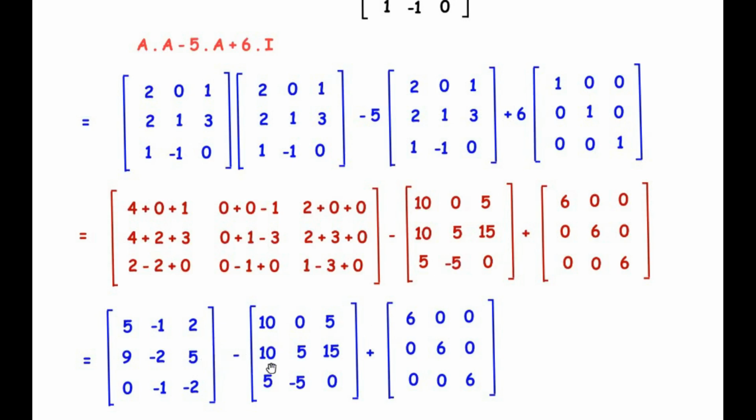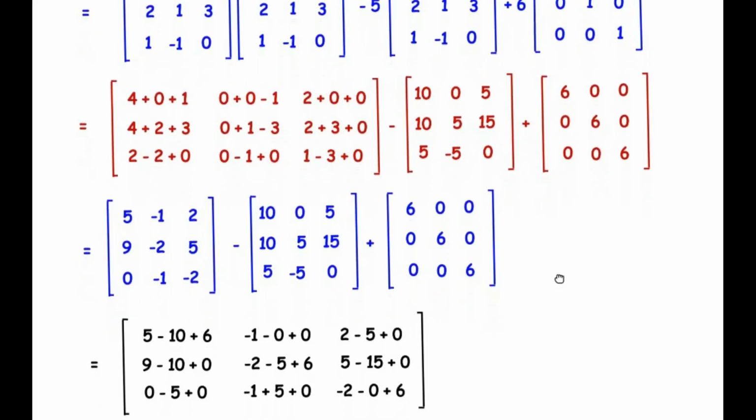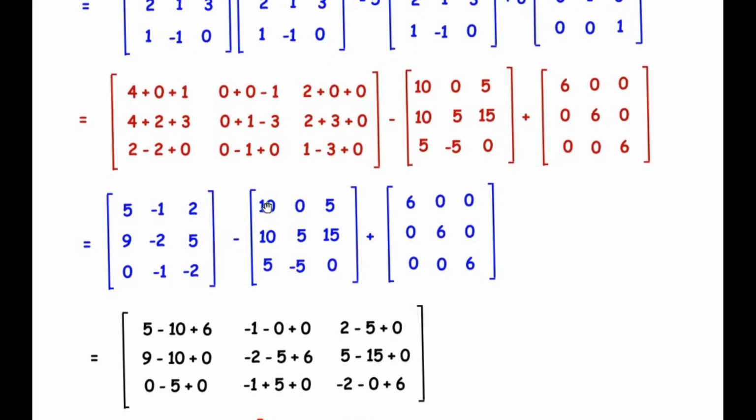Now we are going to perform the subtraction and addition operations on these matrices. So combining all the three matrices, we have written the elements as 5 minus 10 plus 6, minus 1 minus 0 plus 0, 2 minus 5 plus 0. Similarly, we subtract and add the elements for the second row and the third row elements.